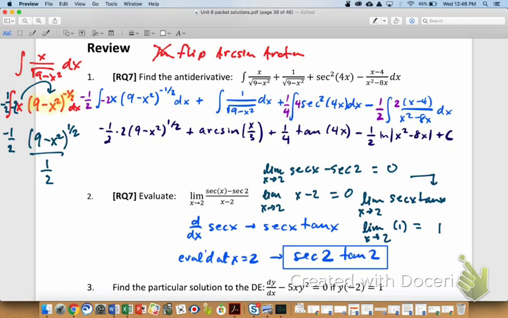Zero. So get your calculator. Isn't secant just the reciprocal of cosine? So I want you to type in your calculator 1 divided by cosine of 2, and tell me what comes out when you do that. That's 0 because it's just a constant. The secant of 2 is a constant, and the derivative of a constant is 0.